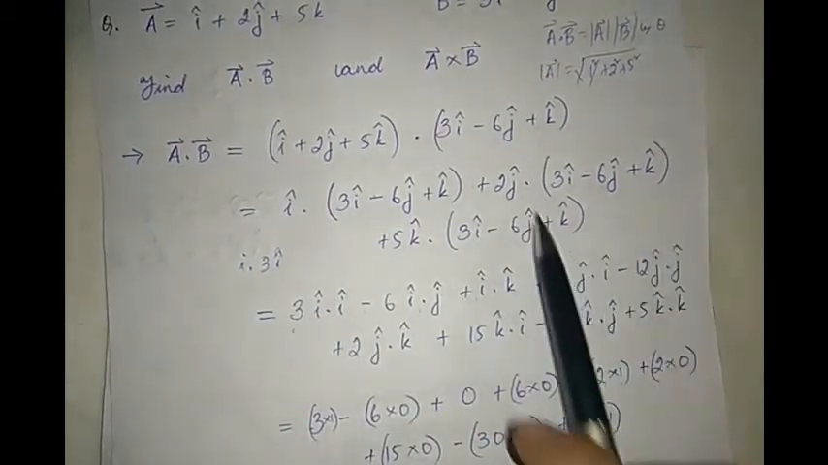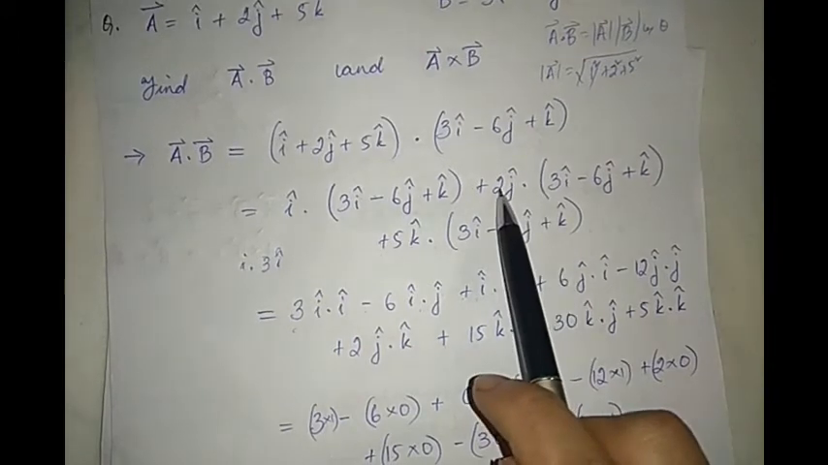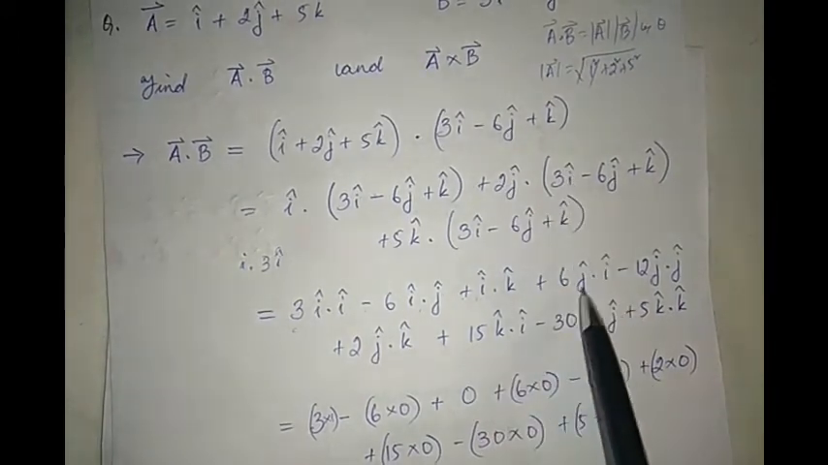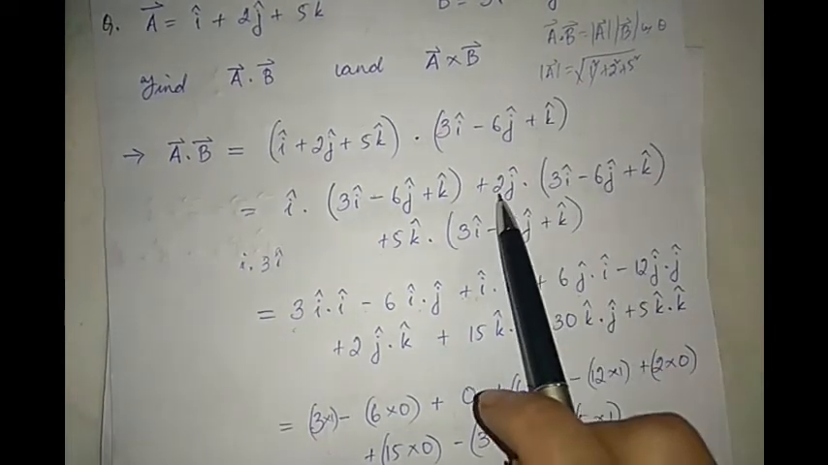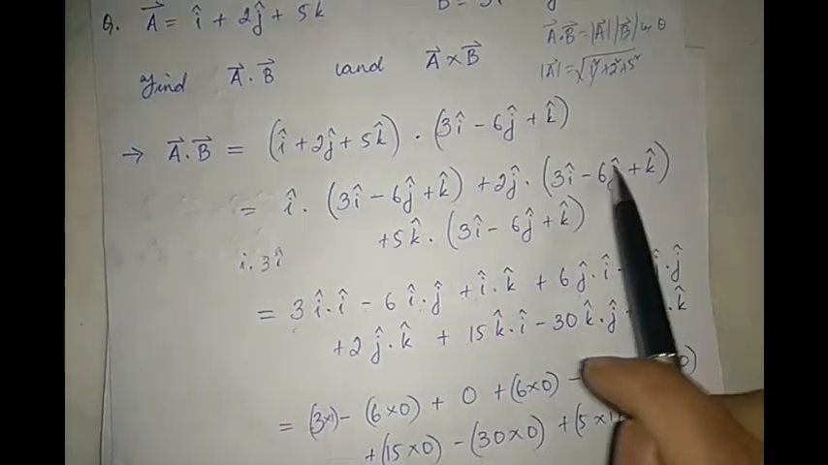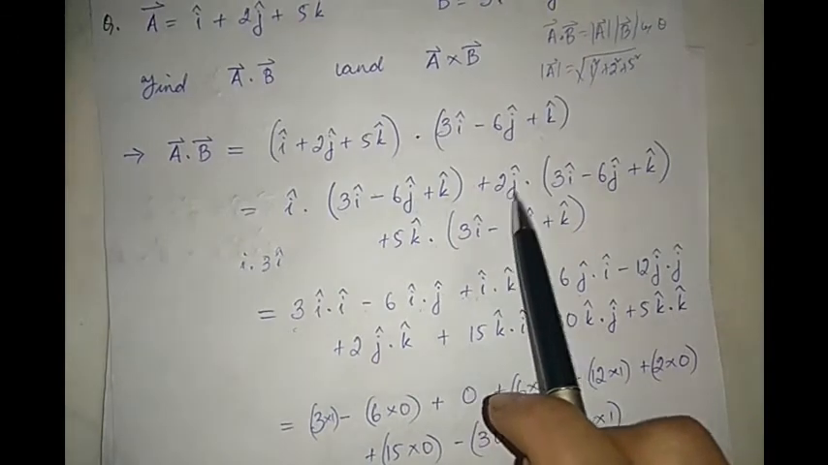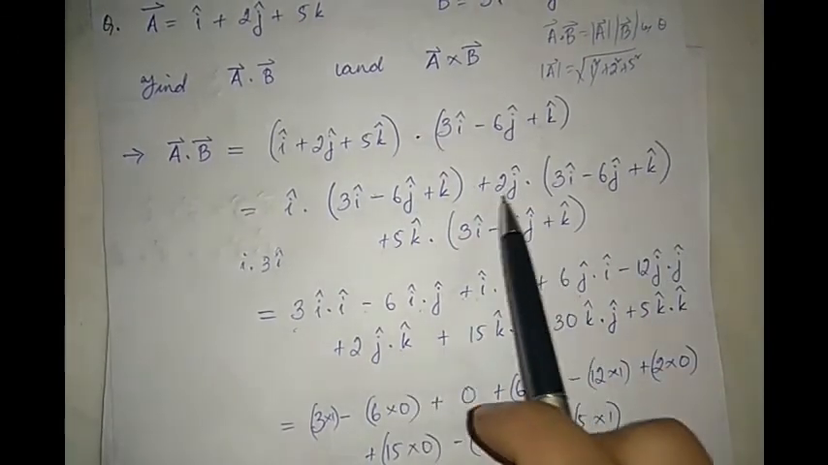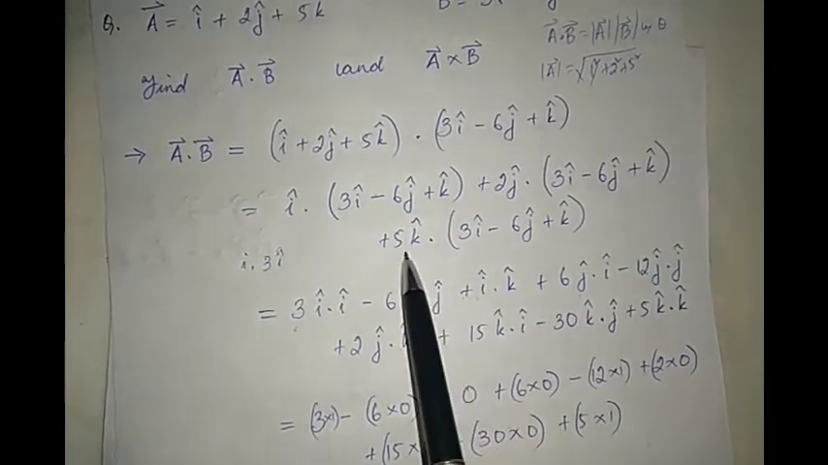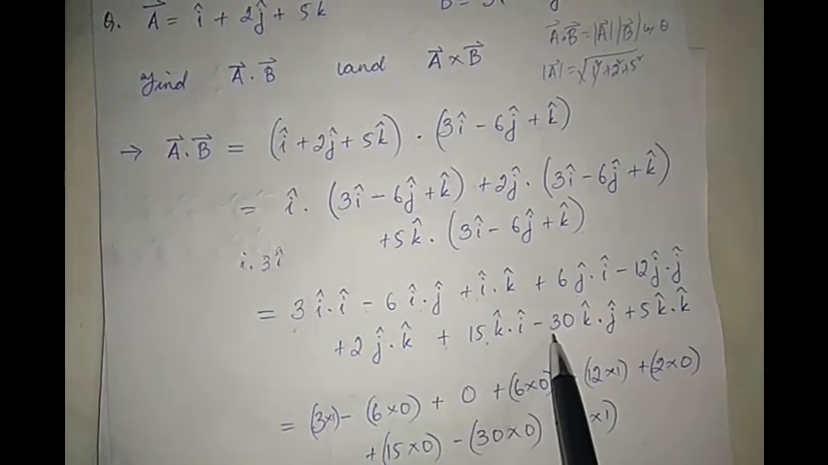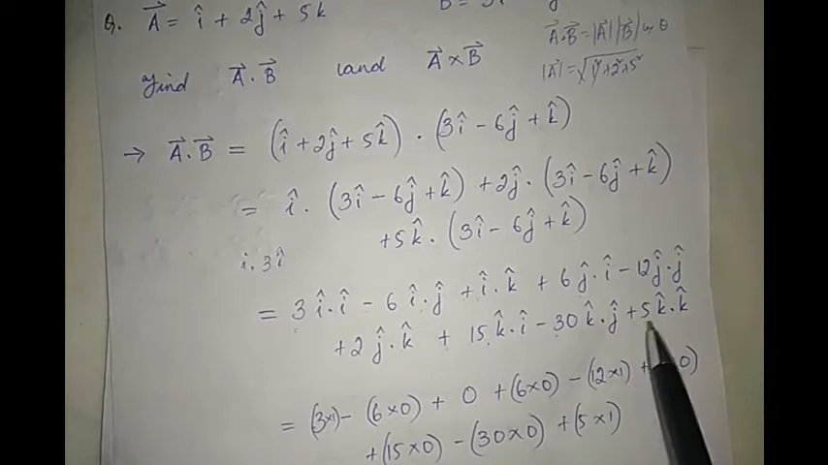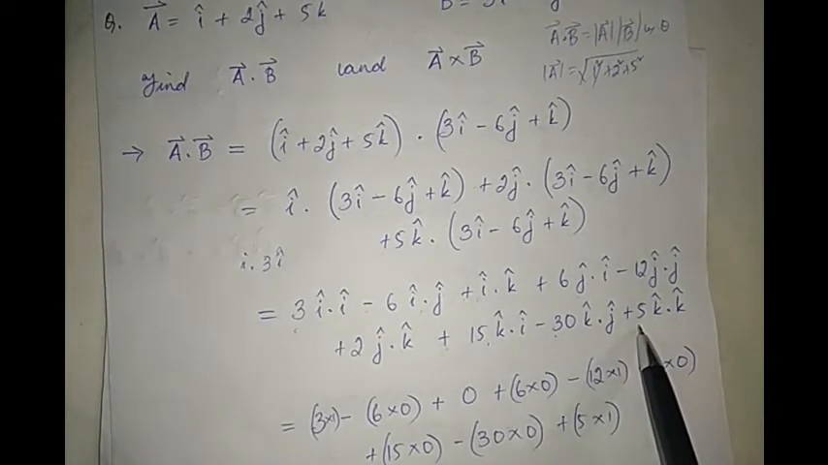Then the second term: 2 into 3 is 6, so 6 into j dot i. Plus into minus is minus, 12 into j dot j. Plus into plus is plus, so 2 into j dot k. We have dealt with the second term also. Then we come to the third term: plus 15 into k dot i, minus 30 into k dot j, plus 5 into k dot k.